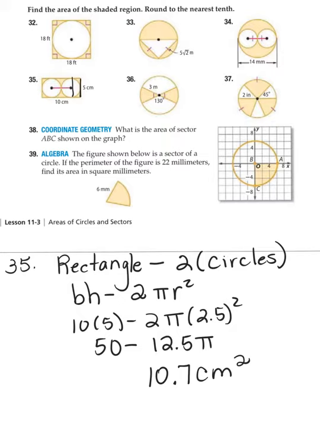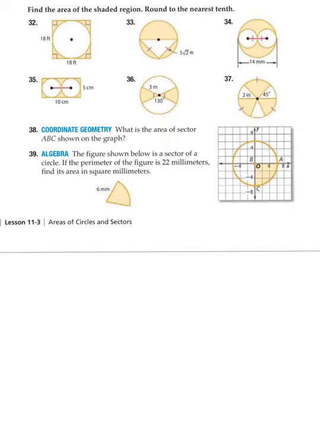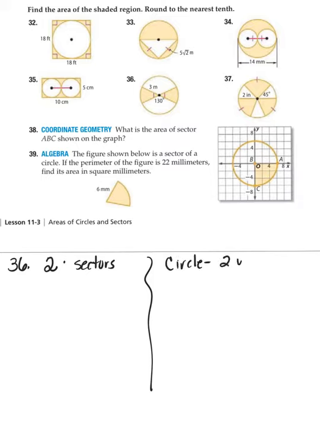Pause the video if you need to study this one. 36 looks like I could take two approaches. I have two sectors that I'm looking for, so I get 2 times the area of my sectors. There's congruent sectors. Or I could take the circle and subtract the 2 white sectors, and what I'm left with will be the shaded region. I think the first way is much easier.